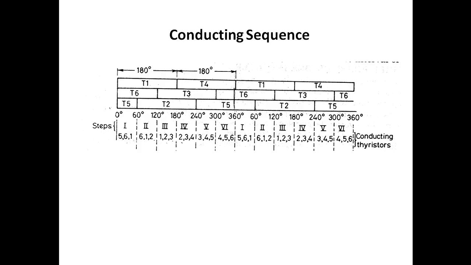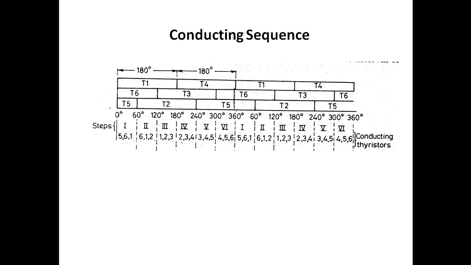Then the next, the third phase. From the first phase, the third phase will have a phase difference of 240 degrees. So the positive group SCR T5 will start its conduction at 240 degrees and conduct for 180 degrees, that is from 240 to 360 plus 0 to 60 degrees.